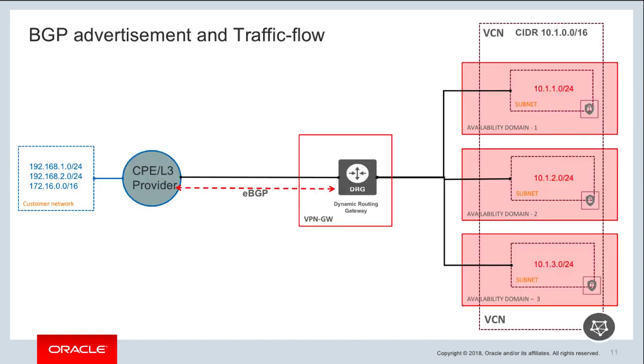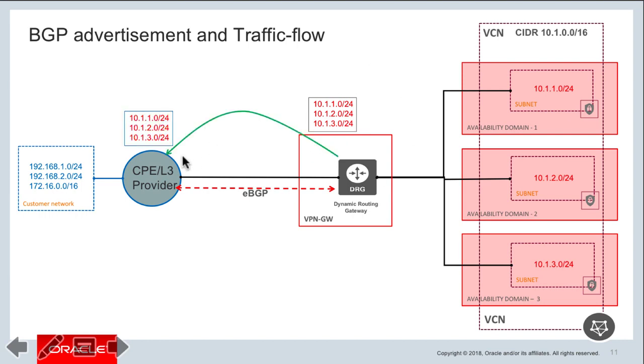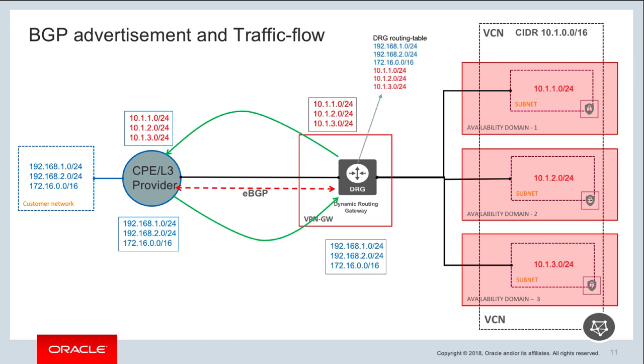So let's take a look at the BGP advertisement in case of private peering. You have a virtual cloud network with a 10.1/16 network. It has 3 subnets within that CIDR. On the customer side, you have the 192.168 network and then a 172.16/16 network as well. As a first step, BGP advertises the 3 subnets to the CPE on the customer side. The customer side equipment then advertises the 3 subnets that it is connected to. As a result, the dynamic routing gateway's routing table gets updated. Right now, the dynamic routing gateway has all the routes in its routing table. So it can get to the directly attached network, and it also can get to the private IP addresses in your customer data center.